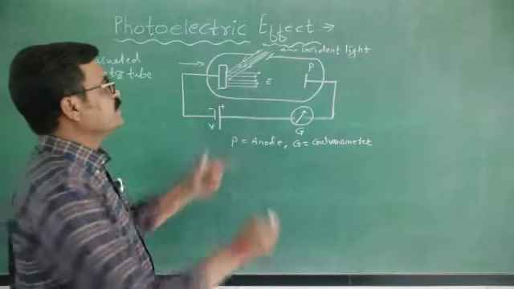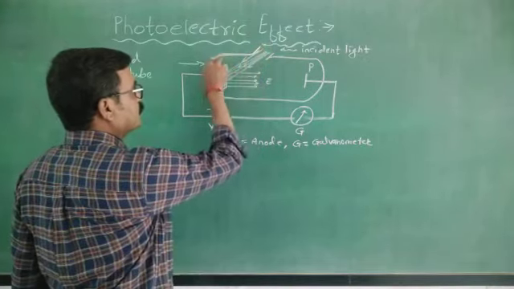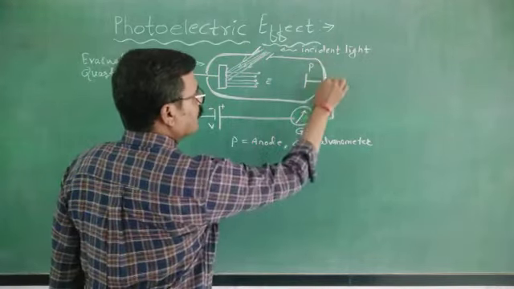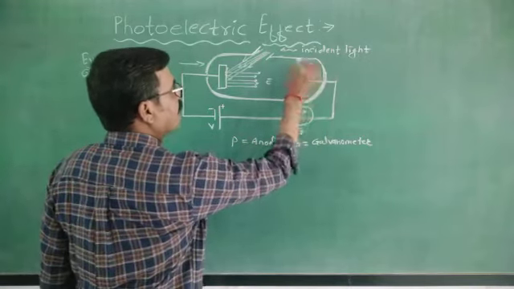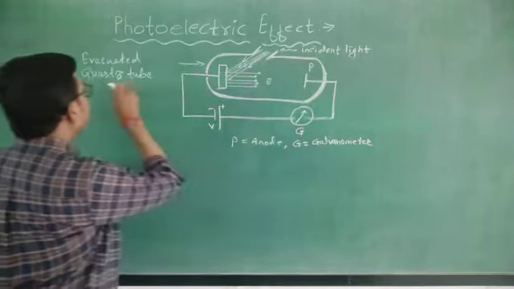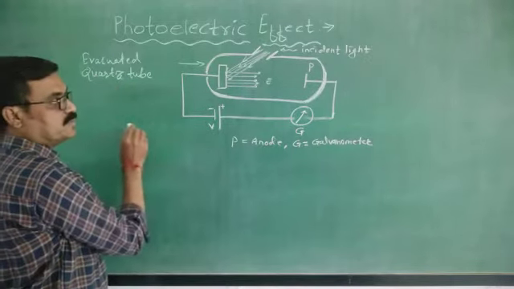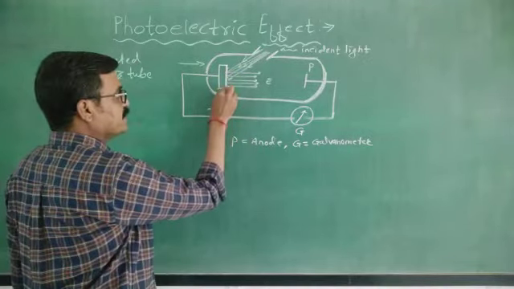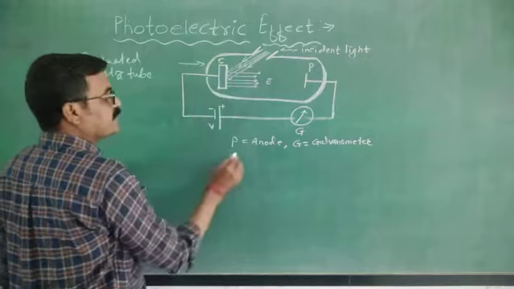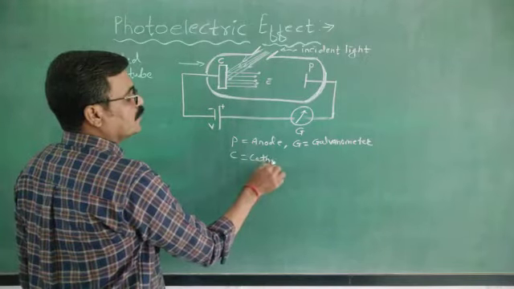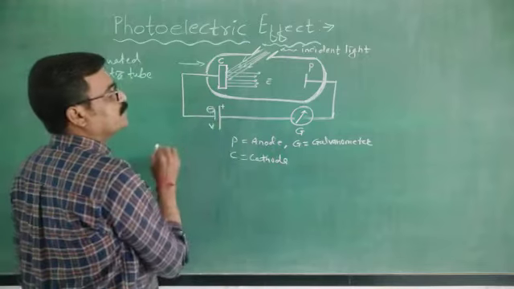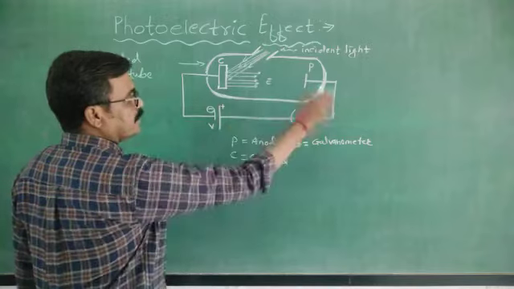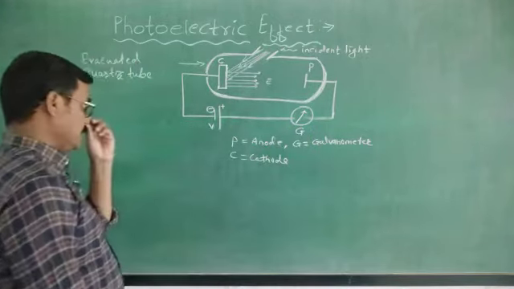Now here this is an evacuated glass tube, particularly made from quartz, a special type of material, that is a quartz tube. Now in this glass tube, this is the cathode. What is C? This C is the cathode. It is the negative terminal, and this is the anode. This is the positive terminal, connected through this galvanometer G.